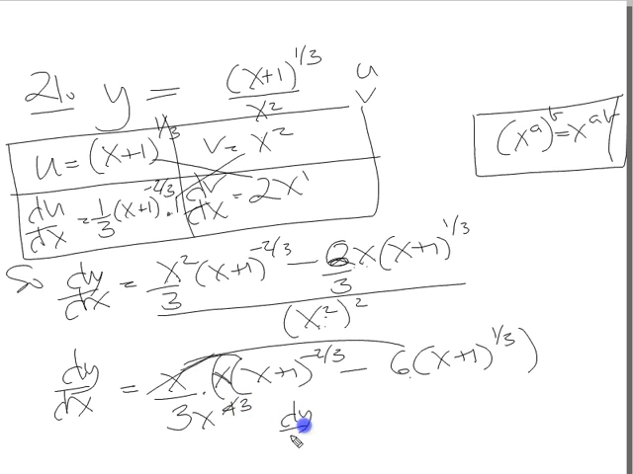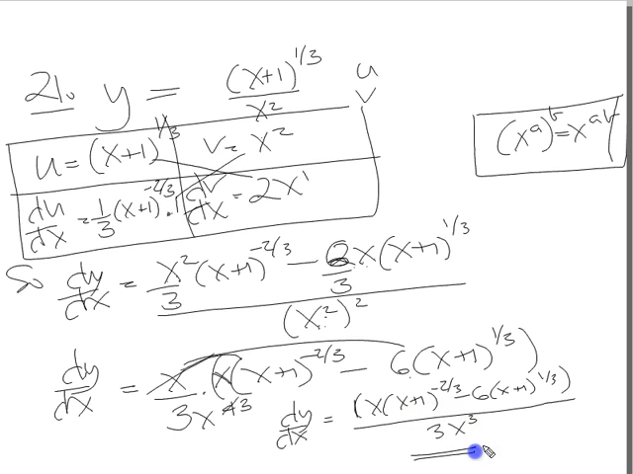So dy/dx then, I better put it here just a bit more tidily. It'll be, so it's just a bracket then, it'll be x times (x plus 1) to minus 2/3, minus 6 times (x plus 1) to the third, close bracket, over 3x cubed. There we go. That's it, that's the answer.